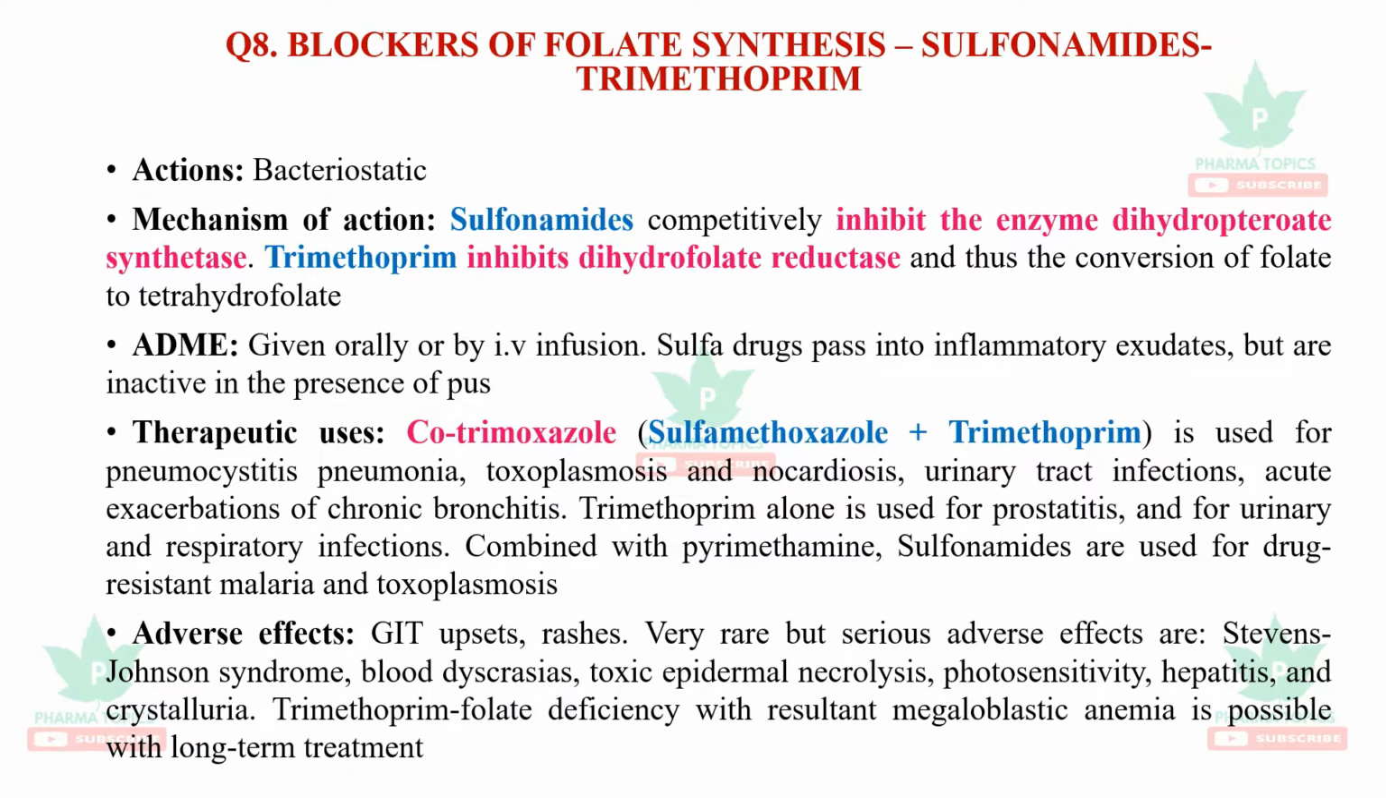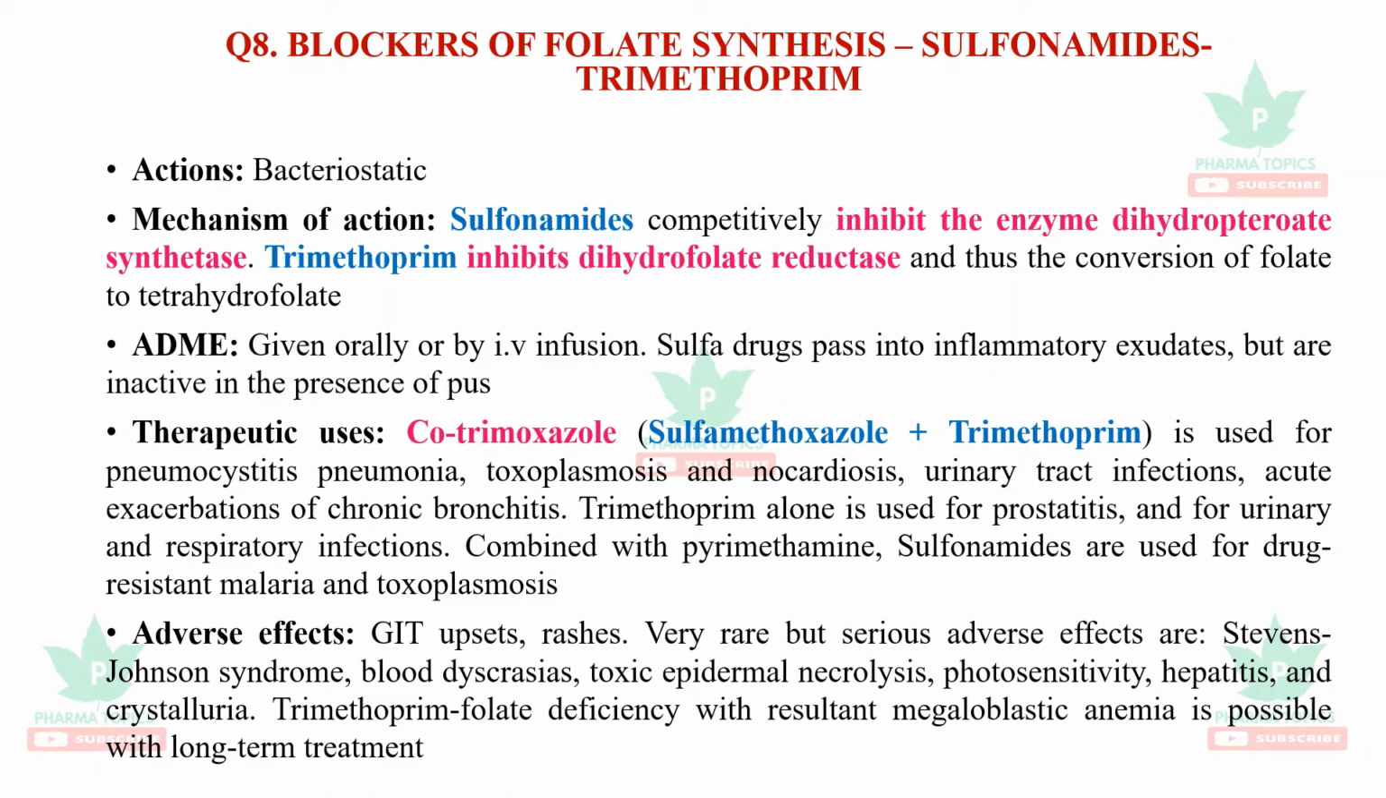Question number 8 is the sulfonamides, antifolate drugs, and trimethoprim. The sulfonamides are bacteriostatic. Sulfonamides competitively inhibit the enzyme dihydropteroate synthase, and trimethoprim inhibits dihydrofolate reductase, and thus conversion of folate to tetrahydrofolate is reduced. The sulfonamides are given orally or by IV infusion. Sulfa drugs pass into inflammatory exudates but are inactive in the presence of pus.